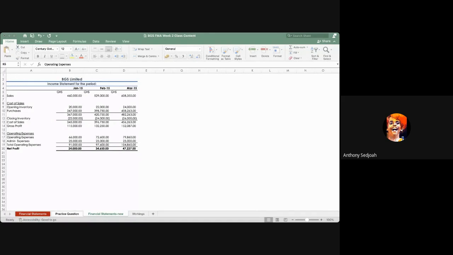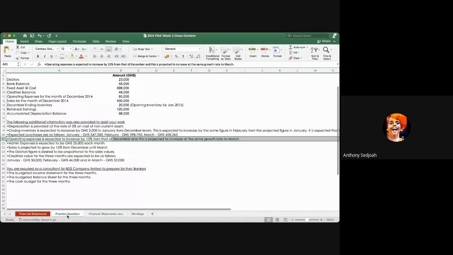Okay, so I think that we've missed something. Depreciation. If you check the additional information, it says that depreciation is provided at the rate of 5% on the cost of non-current assets. The last time we explained what depreciation was, so I'm not going to explain it again. But the only thing I'm going to add today is that depreciation is treated as an expense in the income statement, and it falls under the operating expenses.